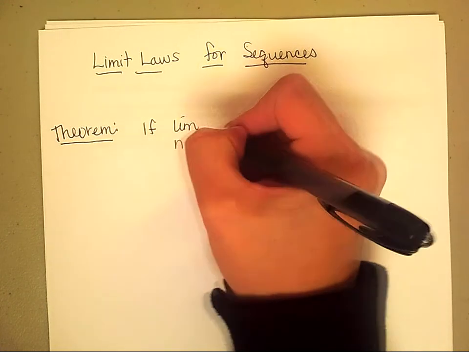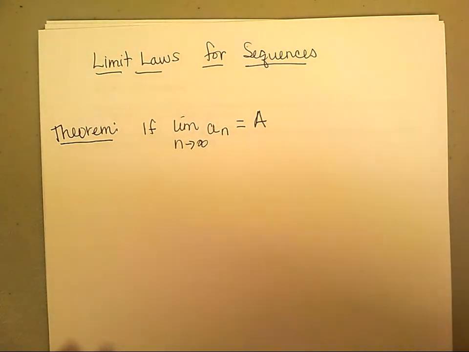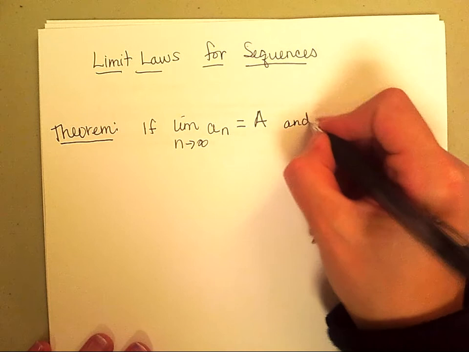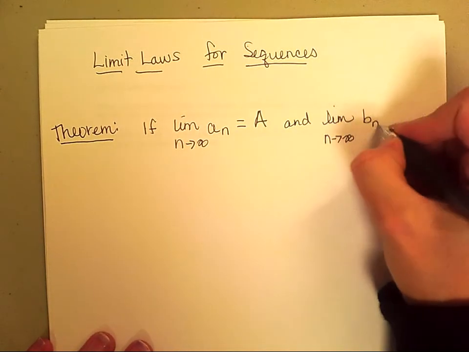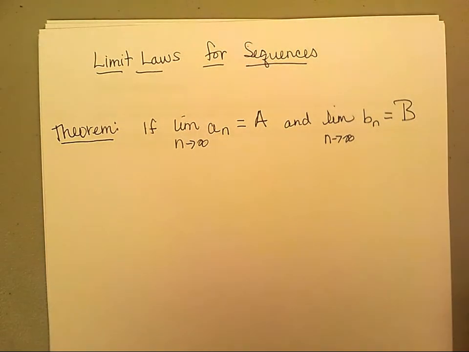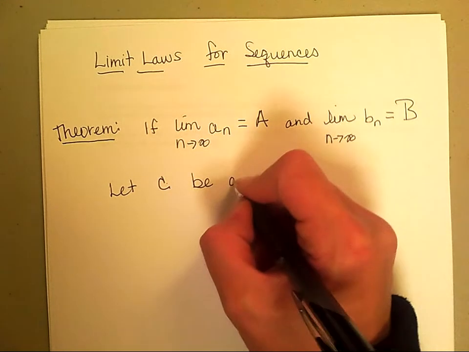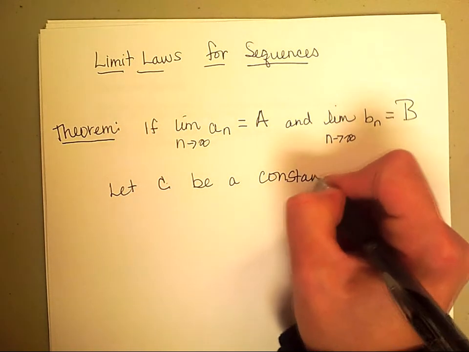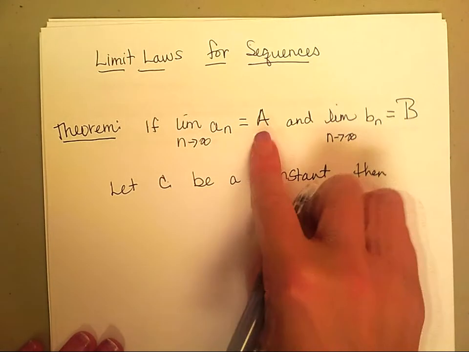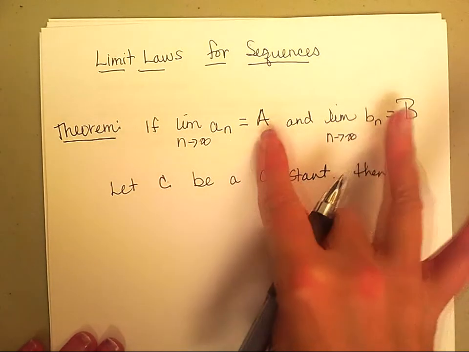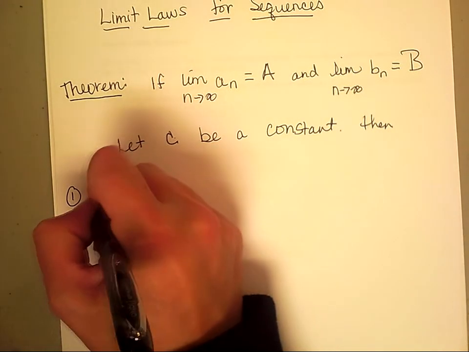So if the limit as n goes to infinity of a sequence a sub n exists, we'll call it a. And we have another convergent sequence, b sub n, and we'll say that limit exists, so we'll call it b. Let's say these two things happen, and we're going to let c be a constant. Once we have these, a constant and two convergent sequences, each with their own limit, then we can say these things.